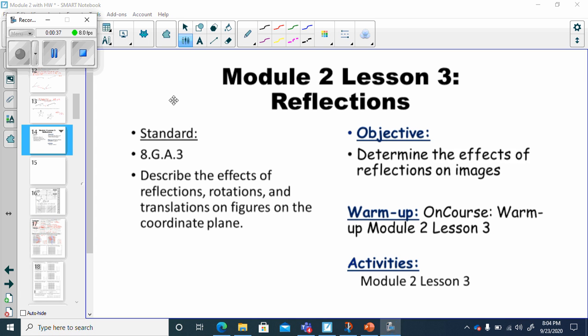We're going to describe the effects of reflections, rotations, and translations on figures on the coordinate plane. Now, on this particular one, we're just going to look at the effects of reflections on images.